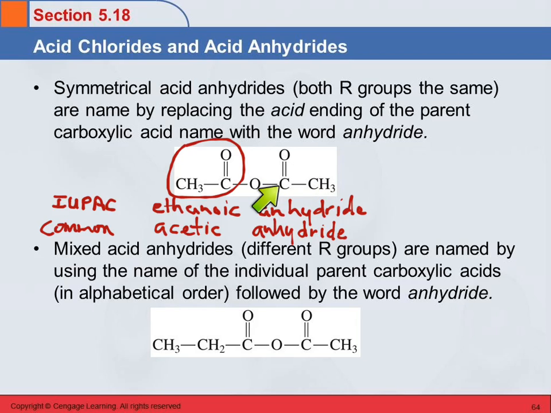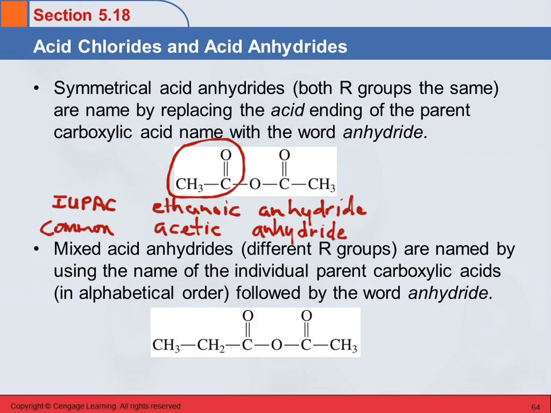We can also have mixed acid anhydrides where it's not symmetrical. One R group is different from the other. And then we just take the names of each of those parent carboxylic acids and we list them alphabetically, and then we put the word anhydride at the end.